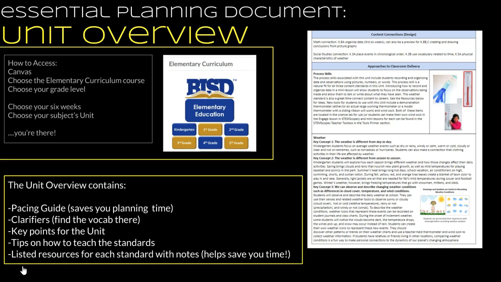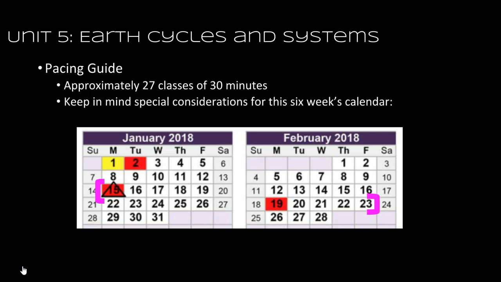The unit overview is your portal to the pacing guide. It's the portal to the clarifiers. And it also will save you time because I've got some notes in there about what resources we have available in the science lab, what has come to you for your particular grade level, as well as lessons for each one of the standards. So if you're not utilizing the unit overview, I encourage you to do so. And utilizing the one that is current, the one that's in Canvas, is going to be essential because it's been updated this year to include some new resources.